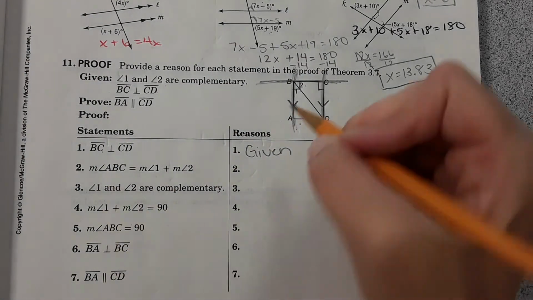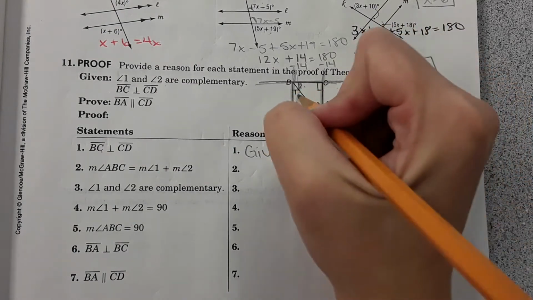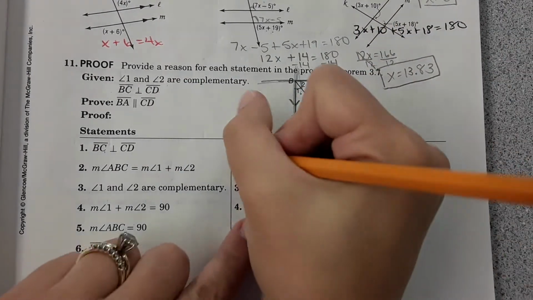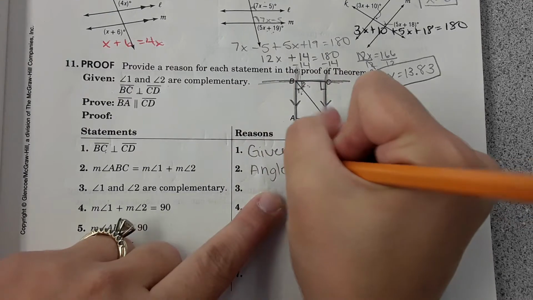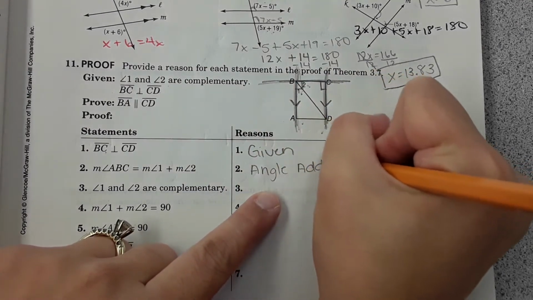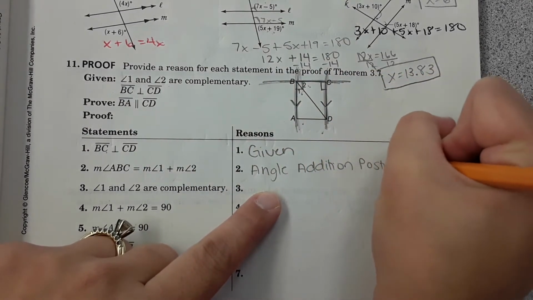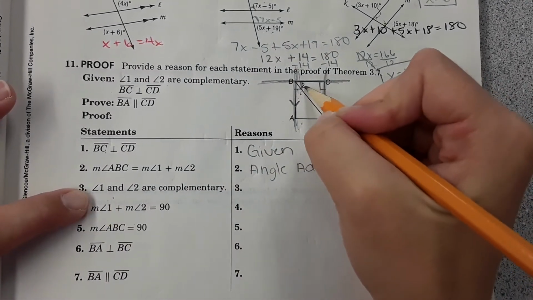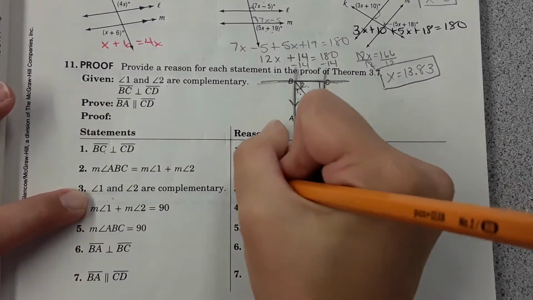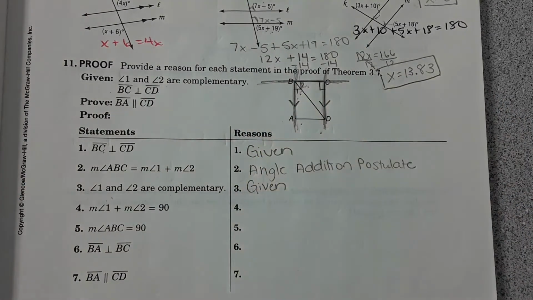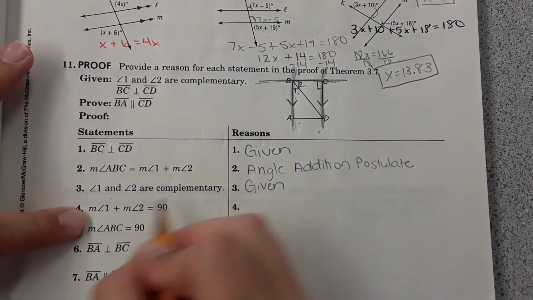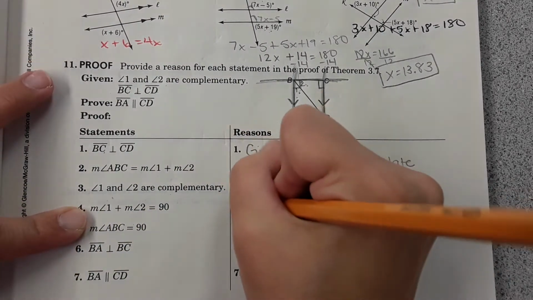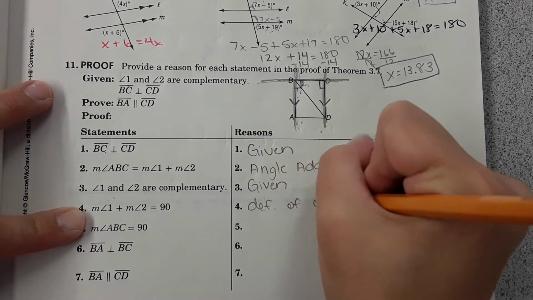Then it says angle ABC equals angle 1 plus angle 2. That's angle addition postulate. Number 3, angle 1 and angle 2 are complementary. That was the part of the given, so that's just given. Then it says measure of angle 1 plus measure of angle 2 equals 90 degrees. Well, if 1 and 2 are complementary, they equal 90 degrees by definition of complementary angles.